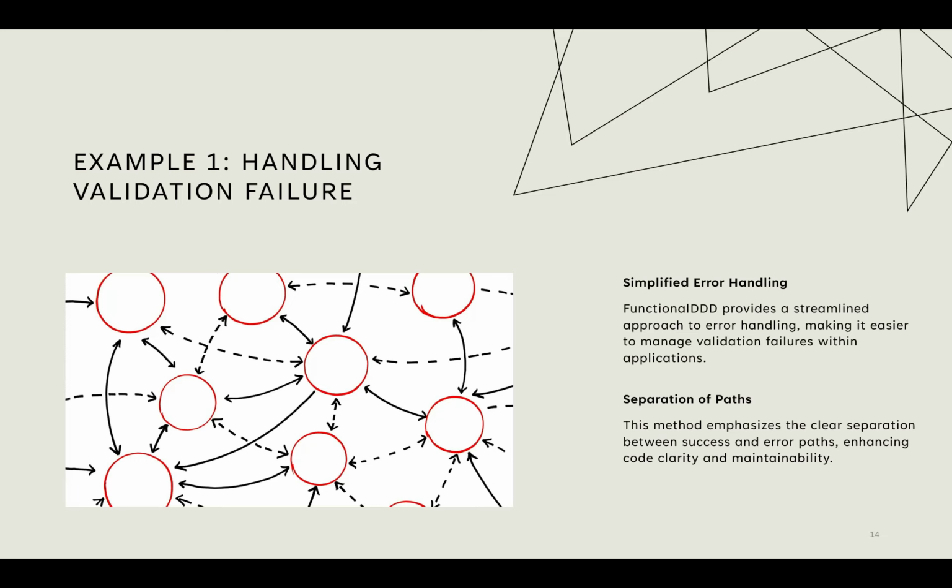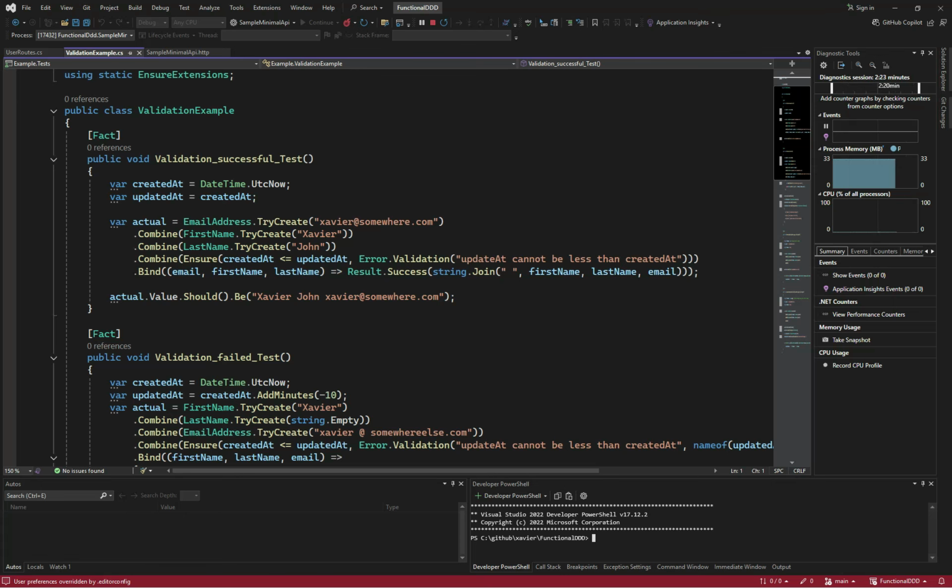In this example, we will explore how functional DDD simplifies error handling in a typical application scenario. This example will demonstrate the clear separation of success and error paths. So let's look at a validation example. Here, we are creating an email address, first name, and last name, and there are specific rules for creating these value objects. If they are not in the correct format, it'll fail and return a validation failure.